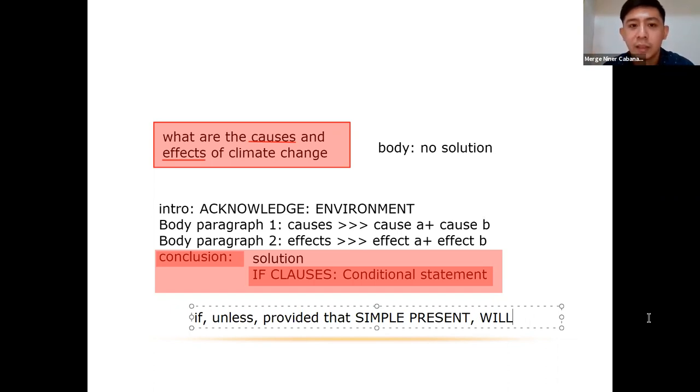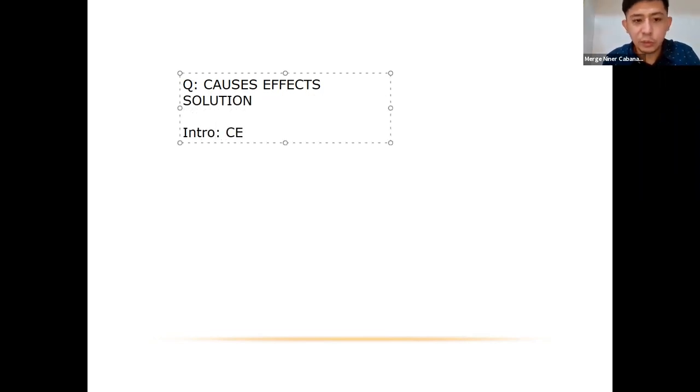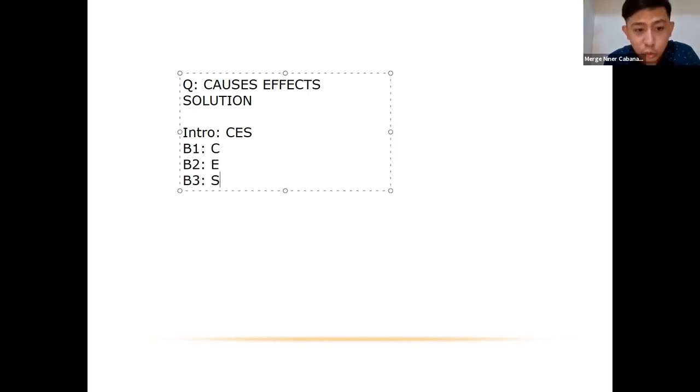So, sir, what about if this is the question? Ayan na. So, question ha. Oh, merong causes, effects, solution. So, syempre, intro, lalagay mo yan. May cause ka, may effect ka, may solution. Tama? So, dito sa body paragraph 1, lalagay mo ngayon yung cause. Body paragraph 2, lalagay mo ngayon yung effect. Body paragraph 3, lalagay mo ngayon yung solution.